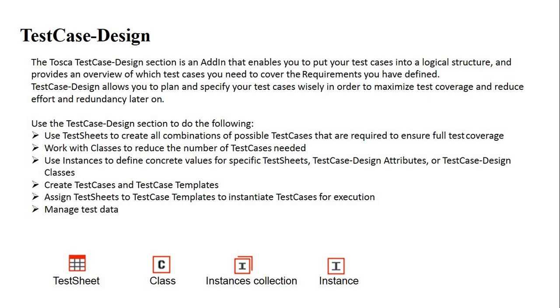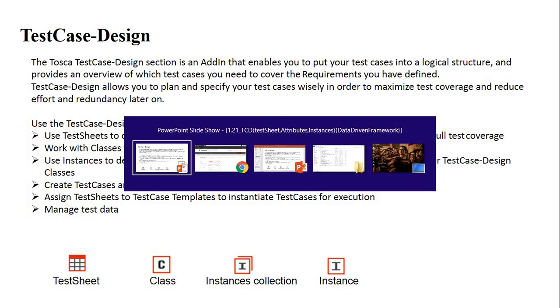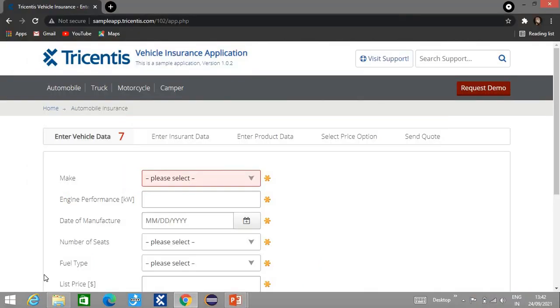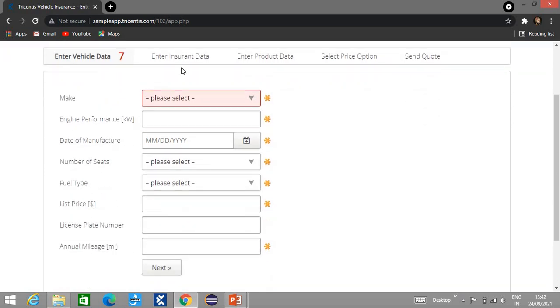Now the second example where you can use it: let's suppose you have a requirement to log in on an automobile application, and you have different pages like enter vehicle data, enter the insurance data, enter the product data, and then the price validation, and then sending the quote.